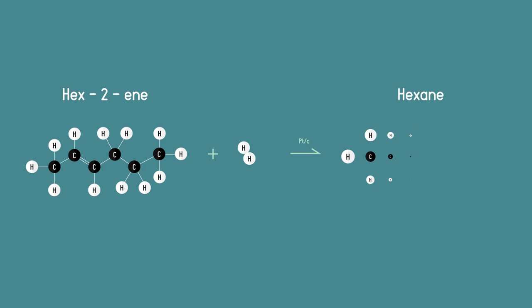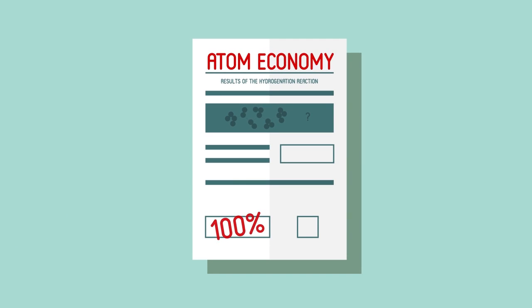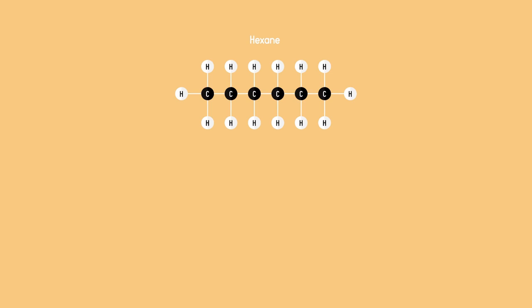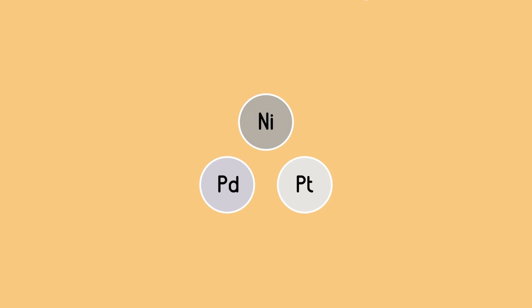The answer is hexane. This hydrogenation reaction has 100% atom economy. The final product, hexane, has all the atoms from the reactants, hex-2-ene and hydrogen. No atoms are wasted as unwanted byproducts. Furthermore, the use of a catalyst makes this process very efficient and the catalyst can be reused.